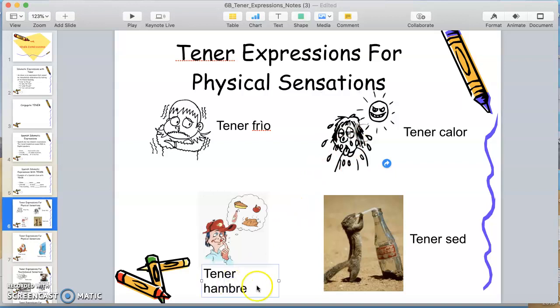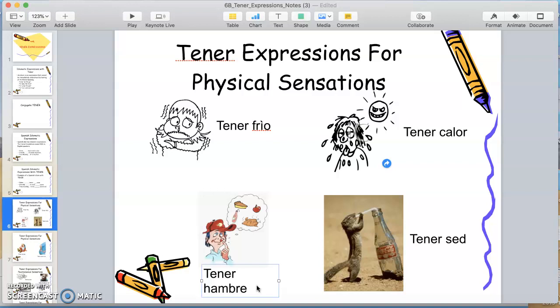Let's keep going. Tener hambre. What is he thinking about? There's a Coca-Cola, there's a pie, there's an apple, and either a turkey or a chicken. I can't really tell. So what is he thinking about? He's thinking about food. Now, is it to be food? No, I can't be food. I have to be an expression, some type of physical sensation that I feel. So if I'm thinking about food, what am I feeling?